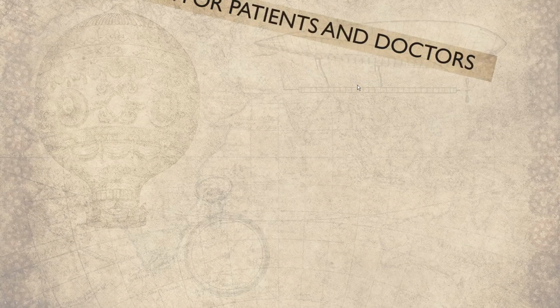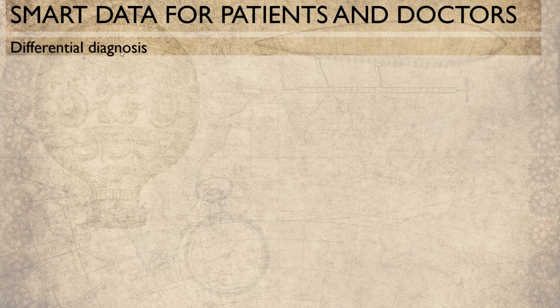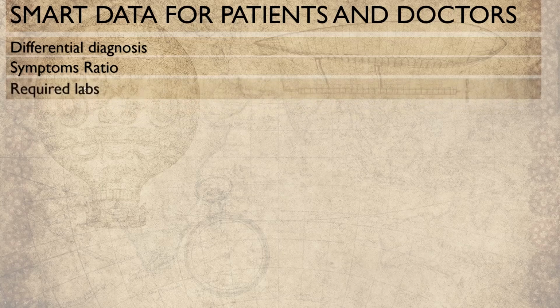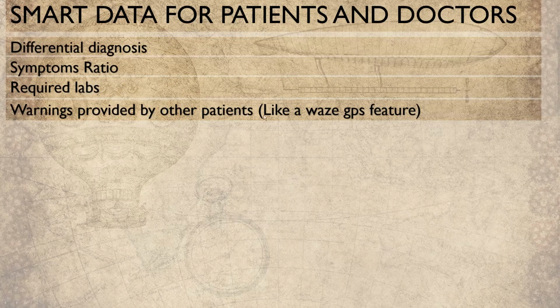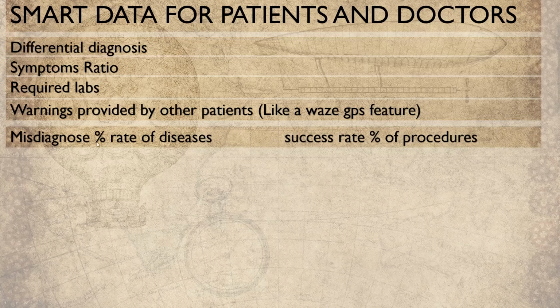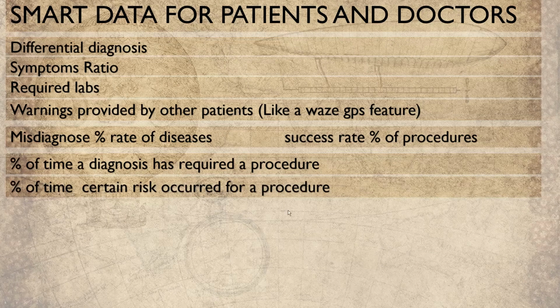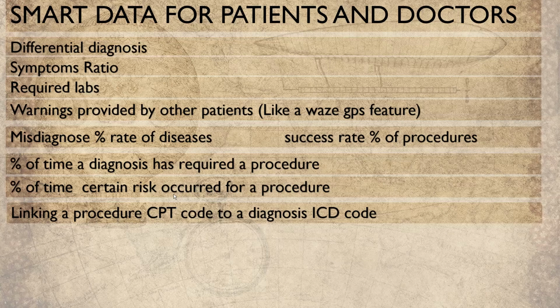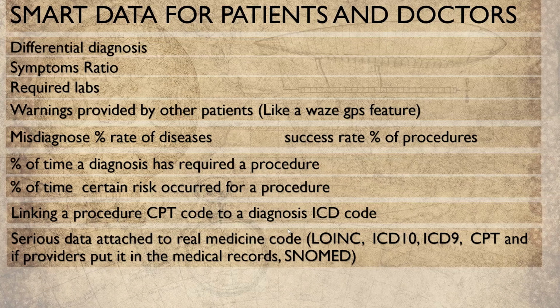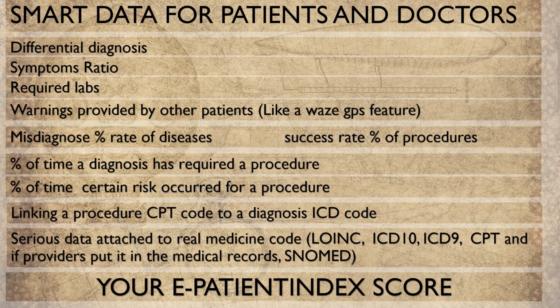The e-patient index: smart data for patients and doctors. Differential diagnosis procedure, symptoms ratio, required labs, warnings provided by other patients, misdiagnosed percent rate of diseases, success rate of procedures, percent of time a diagnosis has required a certain procedure, percent of time a risk occurred during a procedure, linking a procedure CPT to a diagnosis ICD code, serious data attached to real medical codes, the LOINC, the ICD-10, ICD-9, CPT, and if the providers put it in the medical record, even SNOMED. Your patient index score.